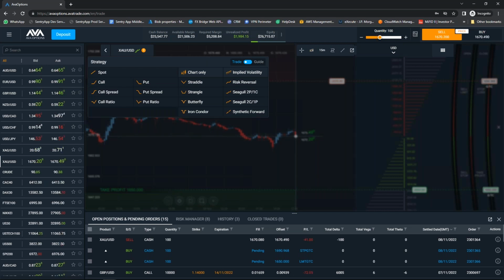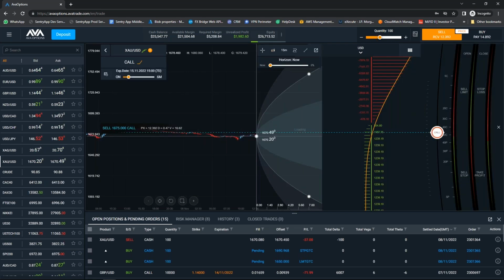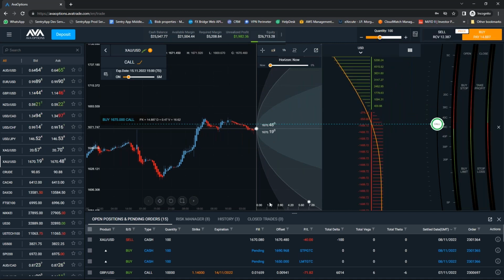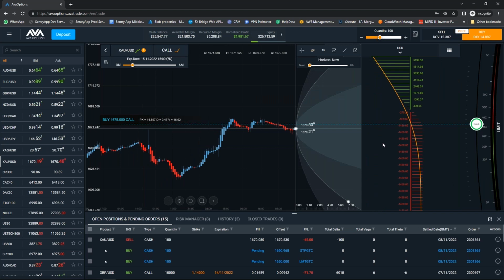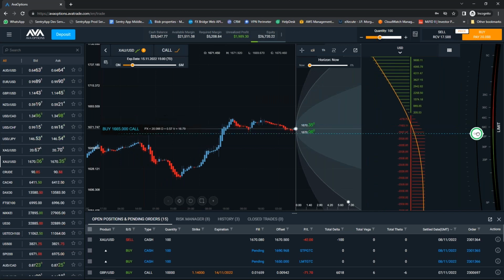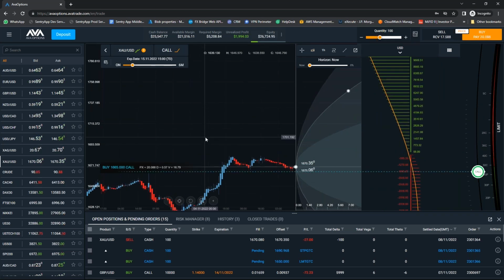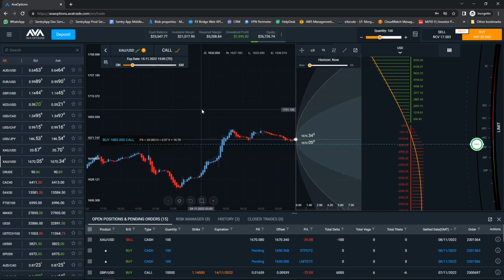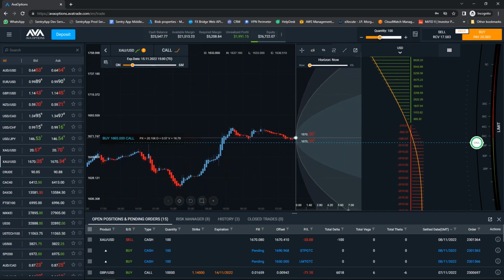Option strategies are really where all the power comes from options. We can trade simple options like a call. Let's look at buying a call. I'm going to close the limit panel. Buying a call, if the market moves higher, I have unlimited profit potential. If the market goes lower, the most I can lose is what I paid for the option.